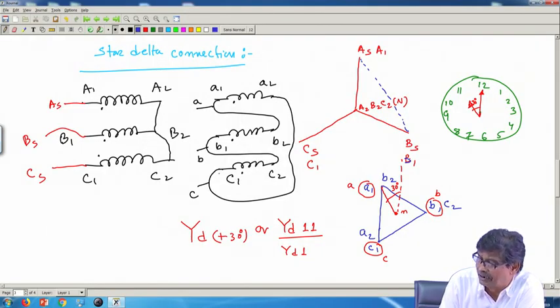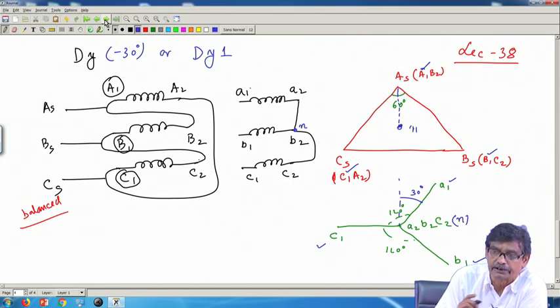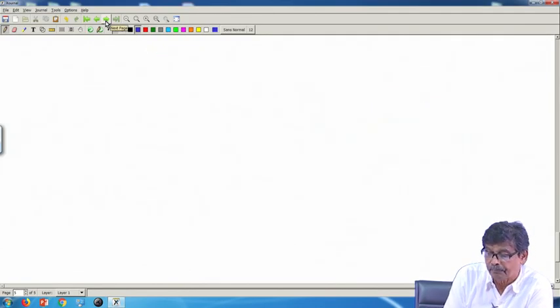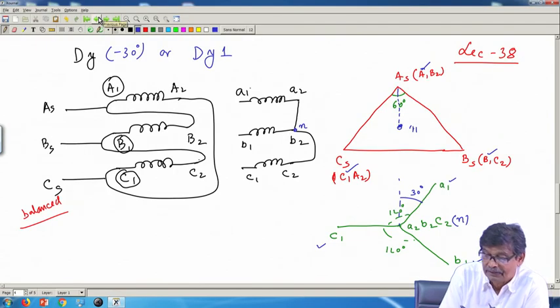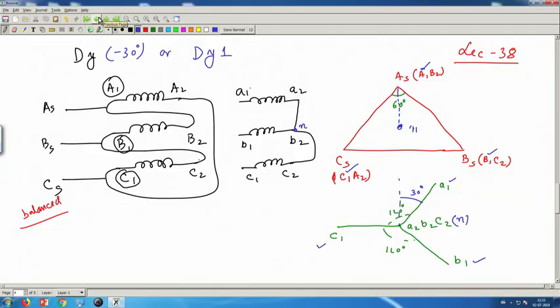D Y 1, that I am not repeating. But what I will say to you is this one. The same connection I will do in a slightly different fashion, just to make you understand. Suppose, see, in this connection, what have I done? I just told you to connect D Y. I did not specify the phase angle difference. To begin with, I did not know what it is.